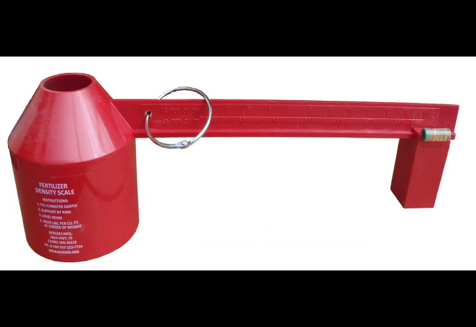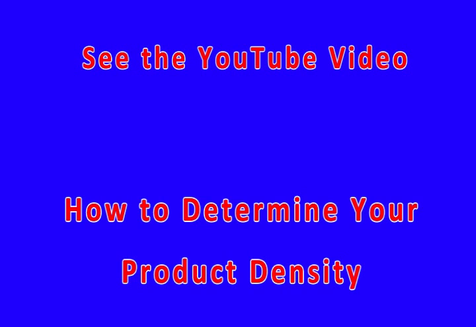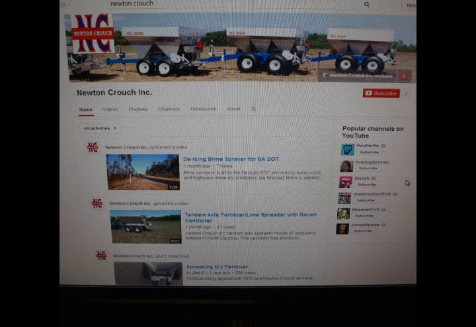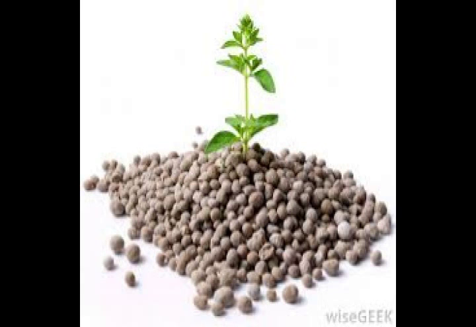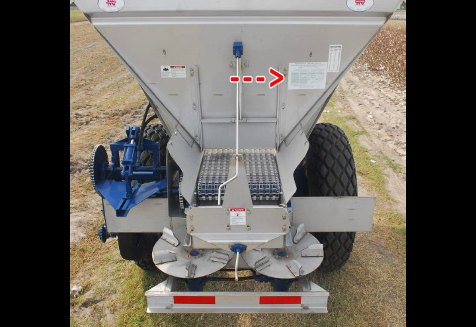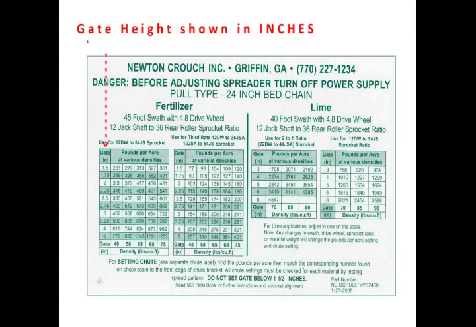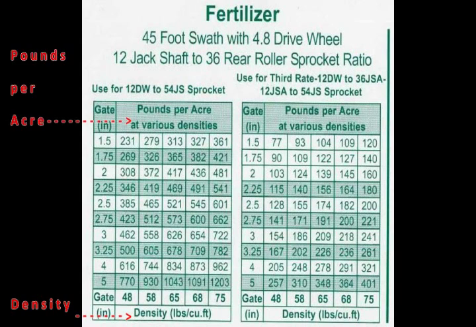Knowing your product density is essential to your spread pattern. Newton Crouch has a video how to determine your product density on our YouTube channel. Once you know your product density and you know how many pounds per acre you wish to spread, you can go to the chart and find your gate height. There are multiple pounds per acre and product densities shown on the chart.